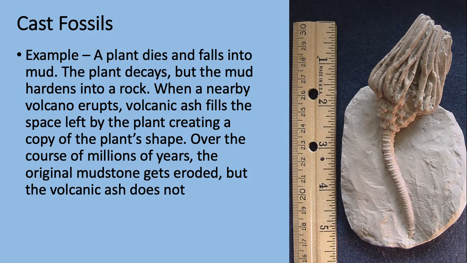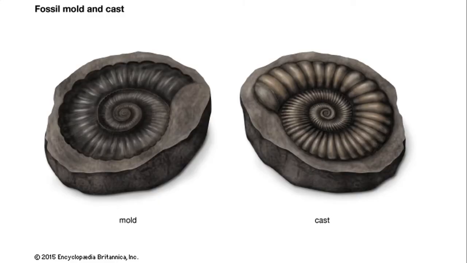A plant dies and falls into mud. The plant decays, but the mud hardens into a rock. When a nearby volcano erupts, volcanic ash fills the space left by the plant, creating a copy of the plant's shape. Over the course of millions of years, the original mudstone gets eroded, but the volcanic ash does not. So you got your mold on the left and the cast on the right.